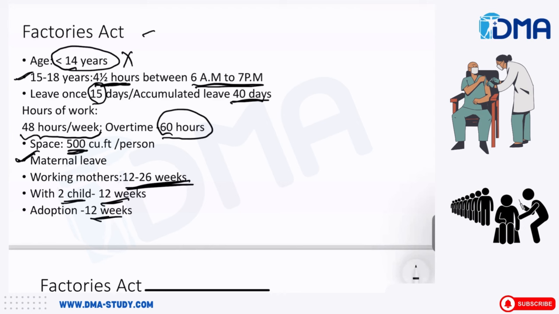This Factories Act was introduced in the year 1948, and there are certain rules and regulations which have to be followed. The first thing is that you should not employ children less than 14 years. Even if you're employing 15 to 18 years, the person should not work more than 4.5 hours, and he has to get a leave for every 15 days and accumulated leave for 40 days. The hours of work for any person in the factory has to be 48 hours per week. Including overtime, it has to be 60 hours. The space has to be around 500 cubic feet per person. Regarding maternity leave, it is 12 to 26 weeks. If the mother has two children, 12 weeks, and even if adopted, 12 weeks.